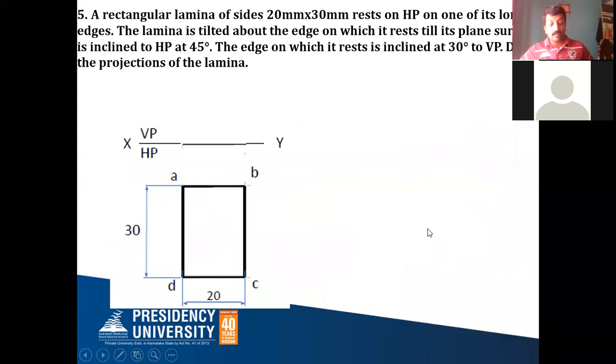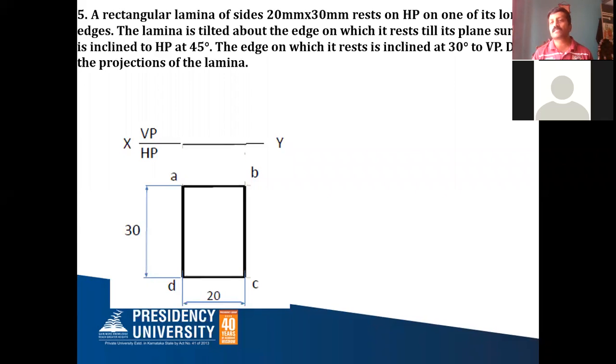So this is a rectangular lamina example he has given: a rectangular lamina of size 20 millimeter by 30 millimeter. How are the rectangle and square different? In a square, all the four sides are equal, whereas in a rectangle, opposite sides are equal. The internal included angle is the same in both the square as well as the rectangle: in both cases, adjacent sides are mutually perpendicular to each other.